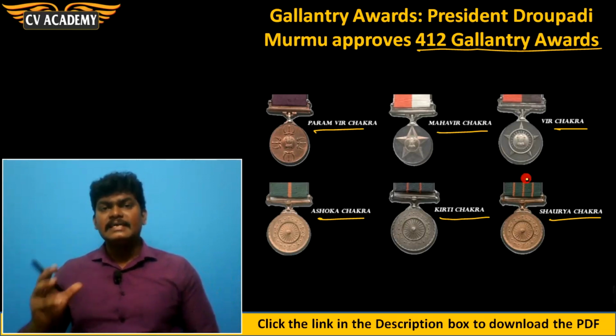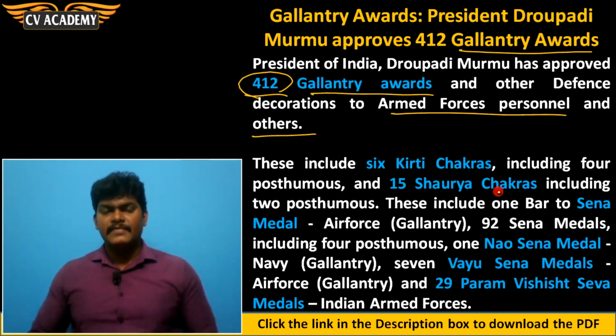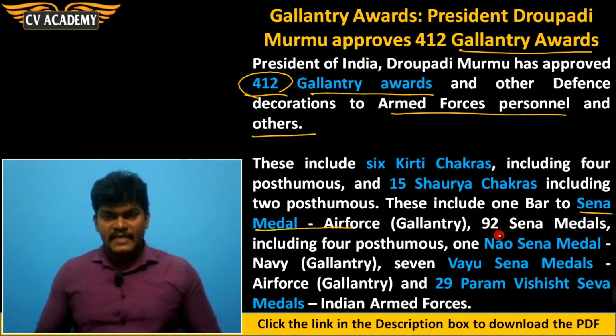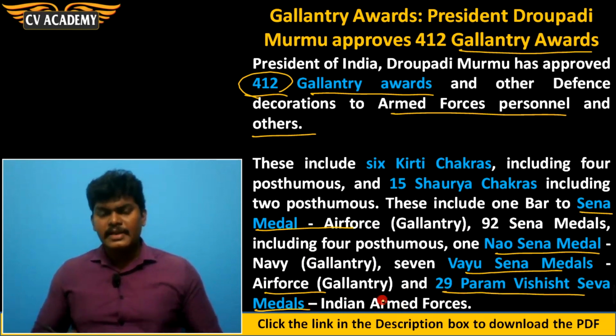It is the highest honor which is given to Indian Armed Forces personnel. So, for them, they are giving this award. In addition to the Ashok Chakra, Kirti Chakra, Shaurya Chakra, they have given the Sena Medal too. Sena Medal for the Army, Nao Sena Medal for the Indian Navy, Vayu Sena Medal for the Air Force, then 29 Param Vishisht Seva Medals were also given.